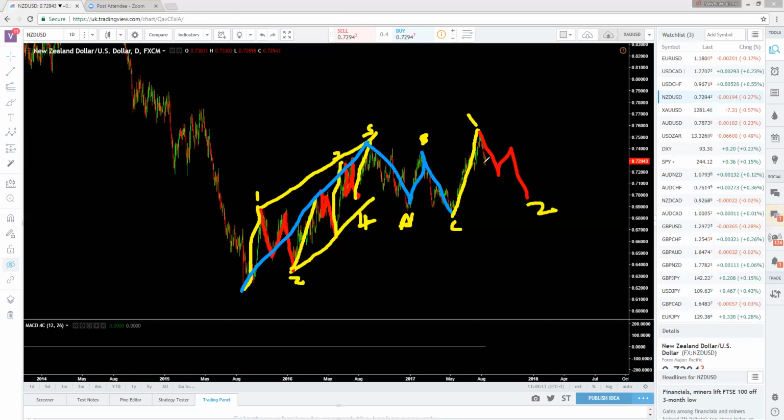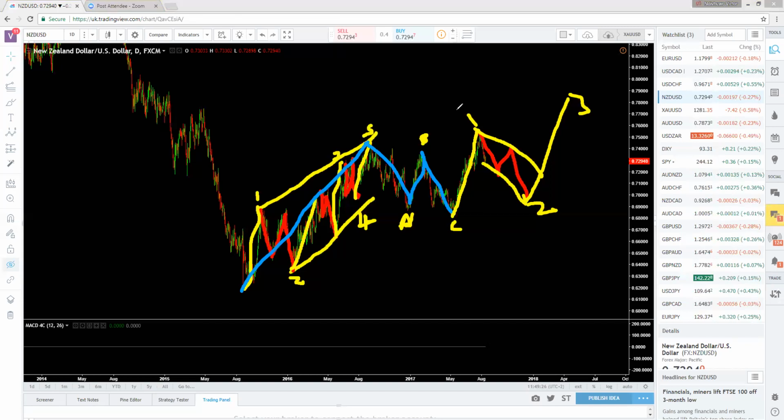And then after that, we get this, which will then take us to wave 3. So for now, we are here. We may get a bounce up and then come down. So this is what I'm looking at with the New Zealand US dollar.